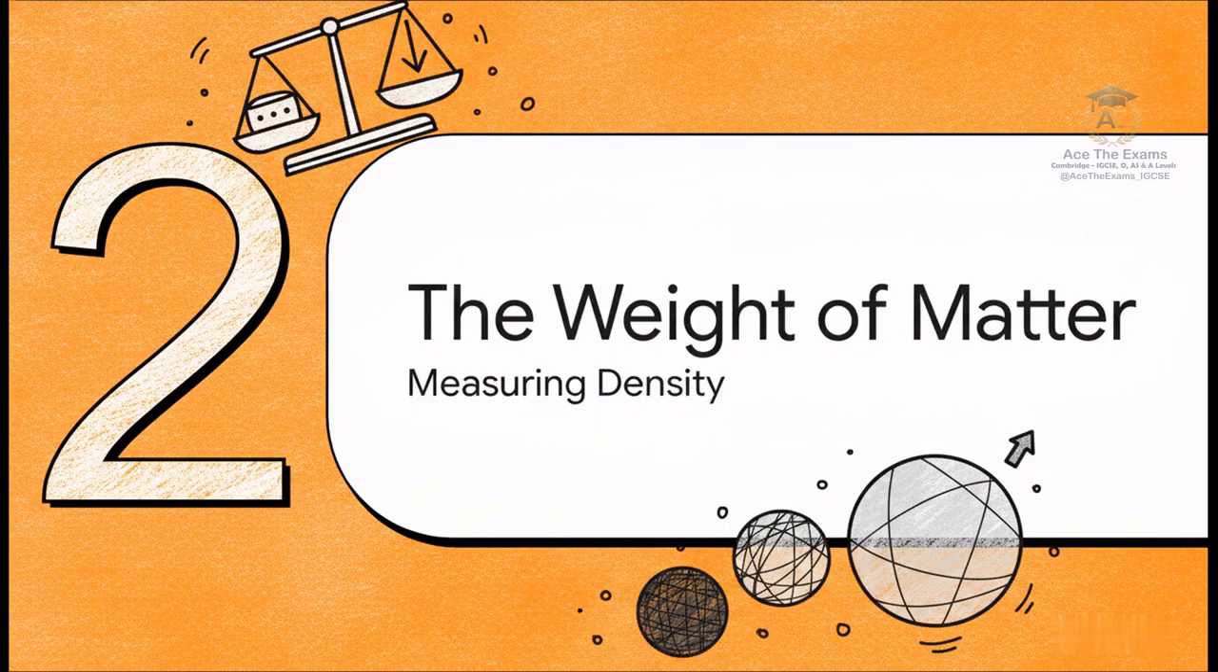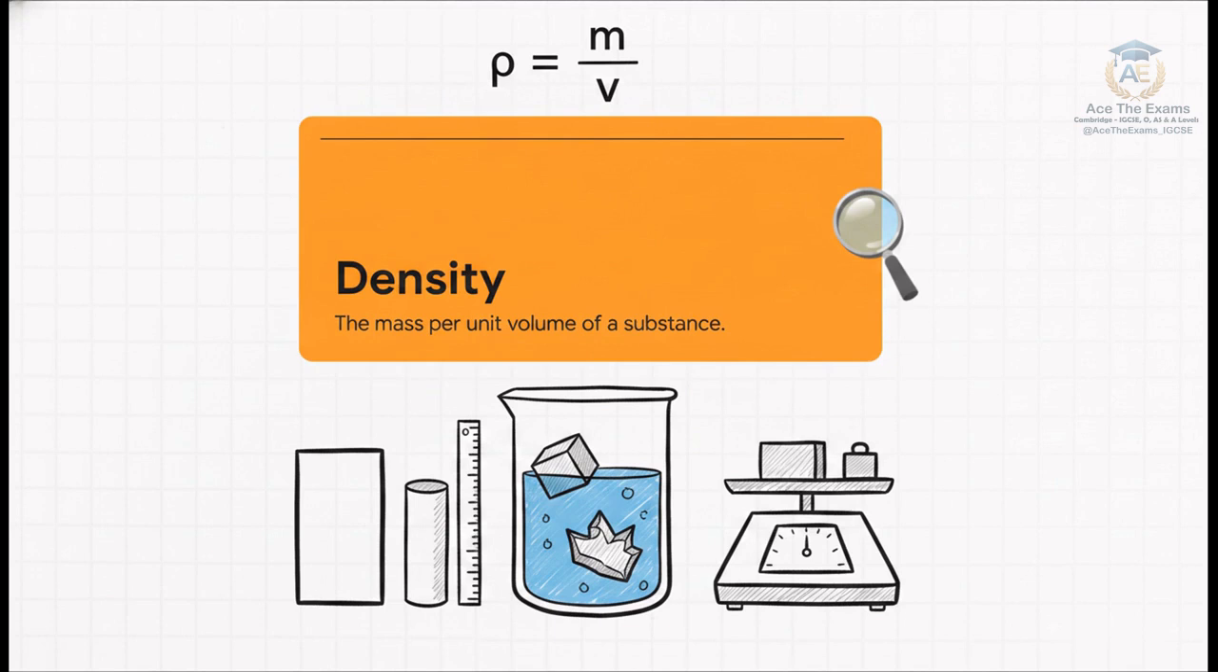Moving on to trial 2, the weight of matter. This is all about measuring density. Density is formally defined as the mass per unit volume of a substance, and the core equation for this is so elegant. Rho equals mass divided by volume. It's a real game changer, because if an object has a lower density than water, it floats. Higher density, it sinks.